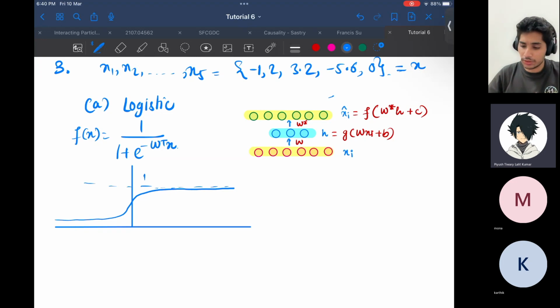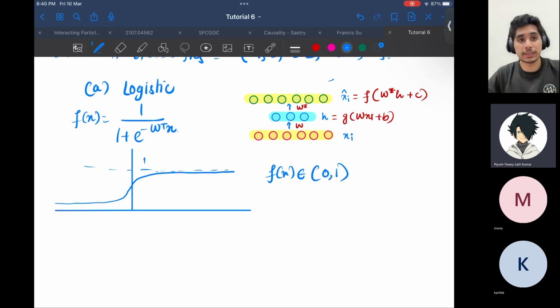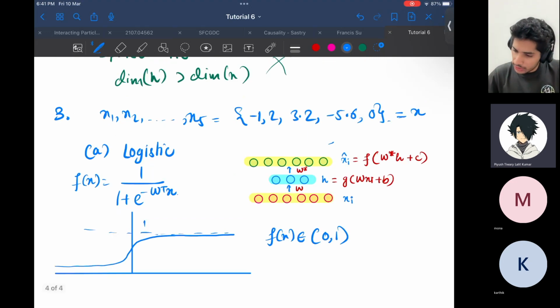One thing that I am sure about is that the logistic function will give me values only in this range, 0 and 1. So in other words, f of x will always belong to the open interval (0, 1). This is all I can say. Whatever I calculate here, when f is applied to this, the output will belong to (0, 1). This is what I know.